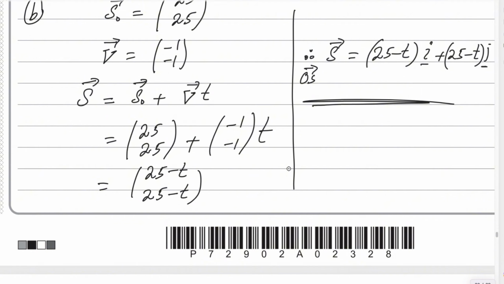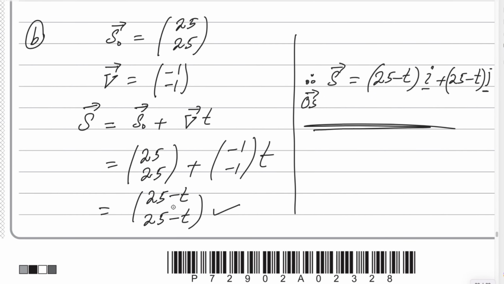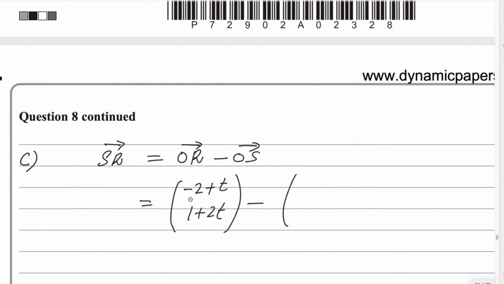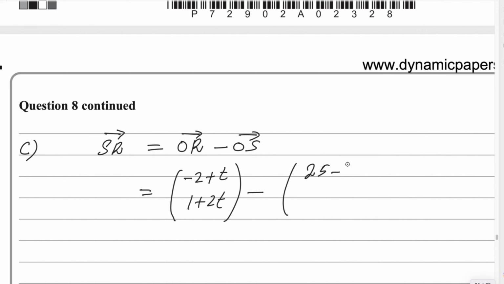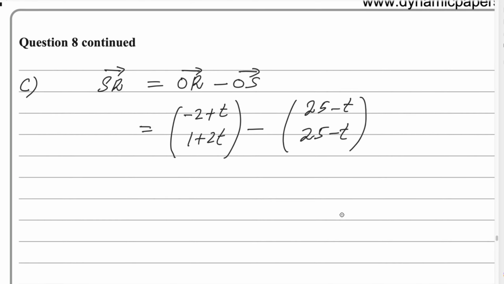Now use the other position vector. This one we can use here: 25 minus t. Solve the corresponding numbers. Minus 2 plus t. This goes here, minus 25 and plus t. Same way, the bottom numbers, 1 plus 2t, minus 25, and this minus will make this minus plus t.